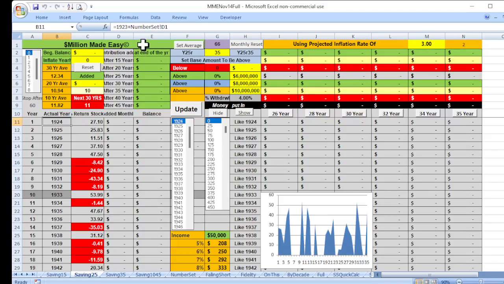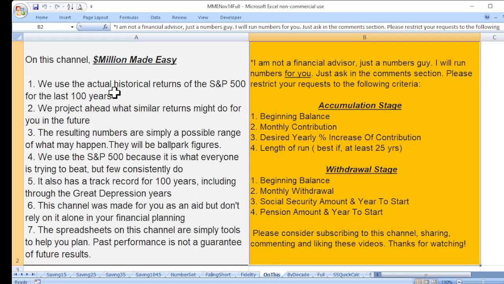On this channel, we love to run numbers for people. What am I talking about? We look at the actual historical returns for the S&P 500 for the last 100 years, and we project ahead what similar returns might do for you in the future. They won't be identical, but they can give us a possible range of what may happen in the future. They're just going to be estimates, ballpark figures.